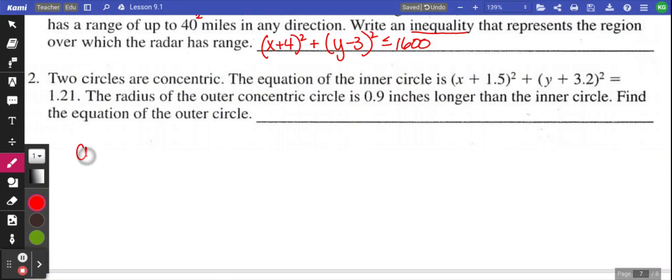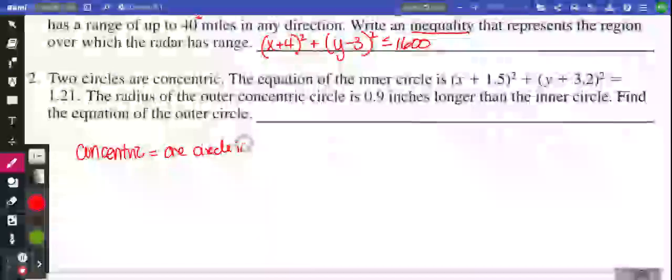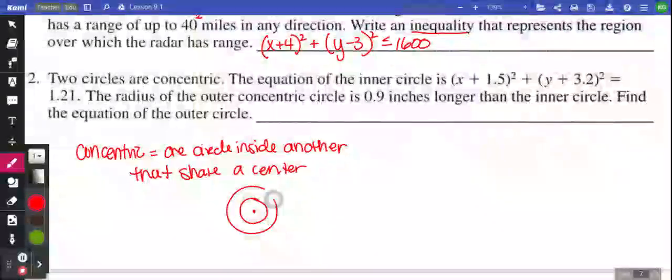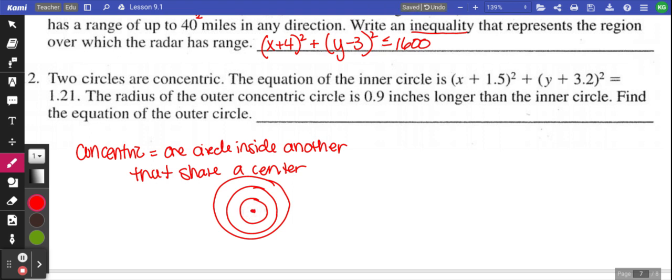Two circles are concentric. And concentric means one circle inside another that share a center. So it's like this. Those are concentric circles. They all have the same center. So the inner circle is x plus 1.5 squared plus y plus 3.2 squared equals 1.21.